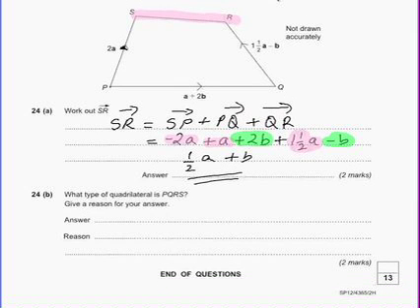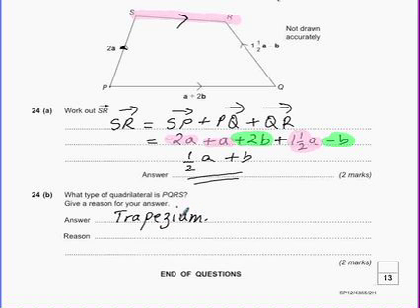All right, finally, on part B it says what type of quadrilateral is PQRS. So you need to state what sort of shape this is. Now, if you look at the shape, you can obviously see that this is a trapezium because it's got a set of parallel lines, and it's got four sides. So the answer is a trapezium. Right, not very good at spelling. So that's trapezium.